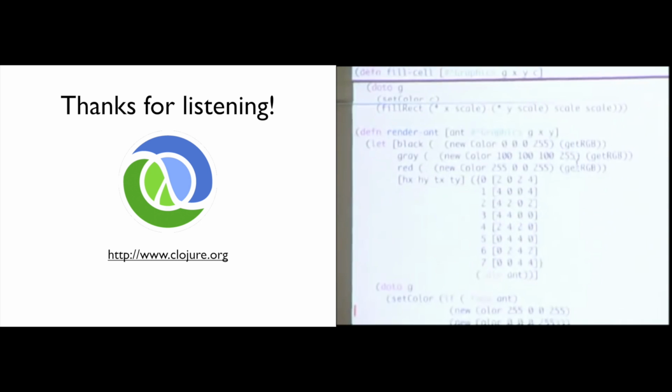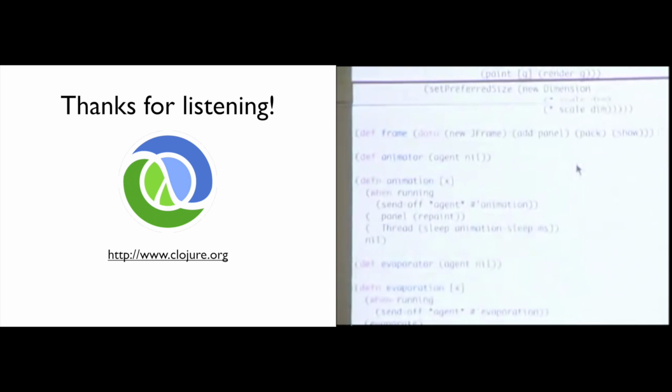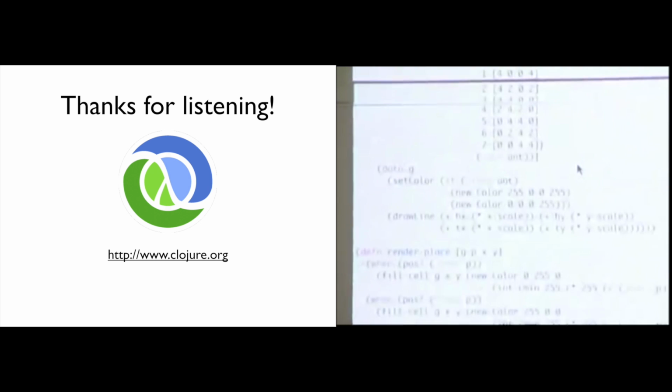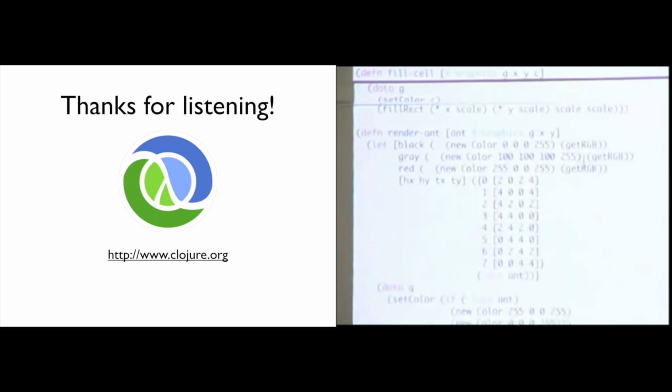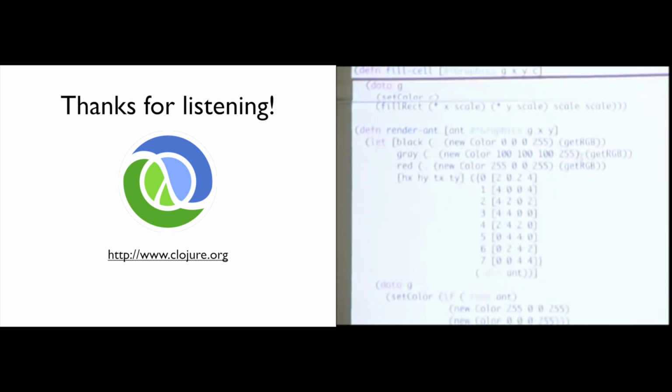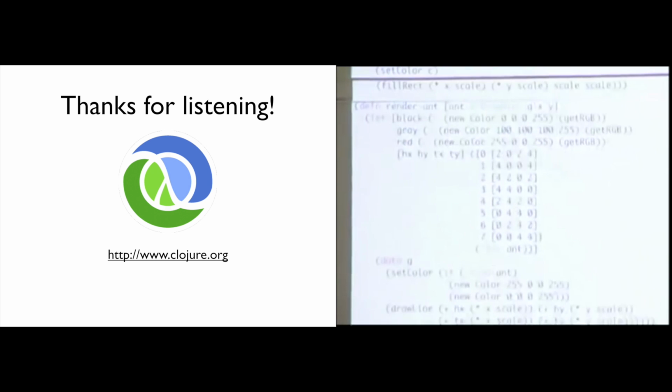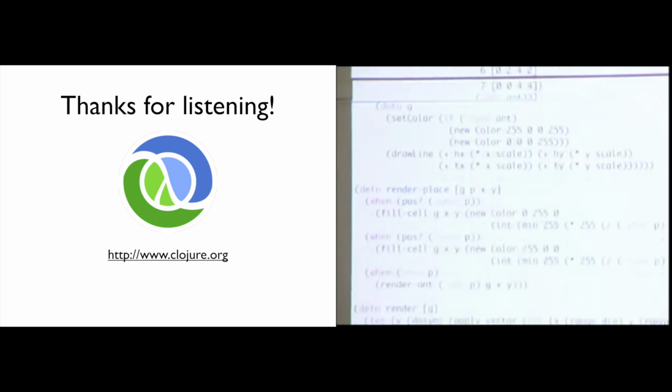And you'll see there are only two type hints in this whole program. And that's all it takes to have this run fast enough to work. Given that this is a graphics, it knows the signatures of these functions, and they're called directly, no reflection. So what did we say? We did scale, so fill cell, render an ant, render a place, render the whole world.